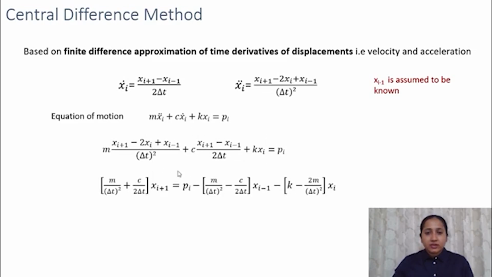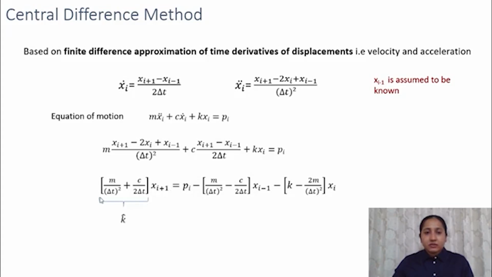So if you rearrange it, we have the coefficient of x_{i+1} as m divided by delta t square plus c by 2 delta t. So x_{i+1} is unknown now, and we already know x_{i-1} and x_i. So every term in the right hand side is known to us. So we can find the response at the i plus 1 instant.